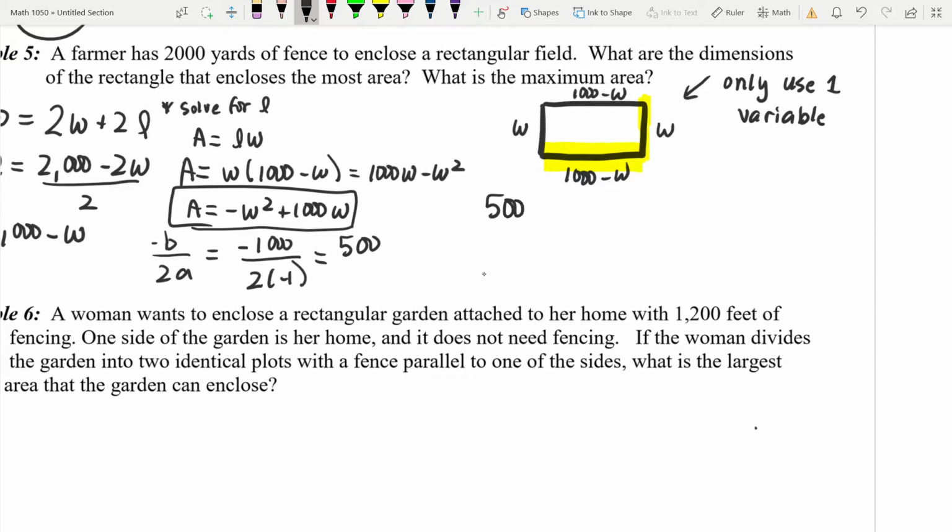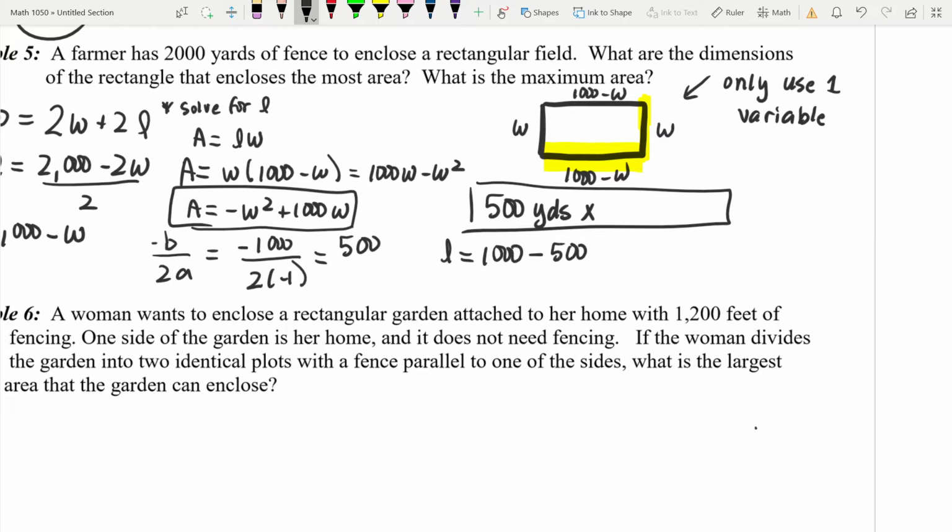So it's going to be 500, and this is yards, by, now I have to find the length. So I've got the width, now I have to find the length. So everybody go, length equals 1,000 minus the width, which is 500. So my length is also 500 yards. Some people I think don't know what dimensions mean. That means what's the length, what's the width, okay?